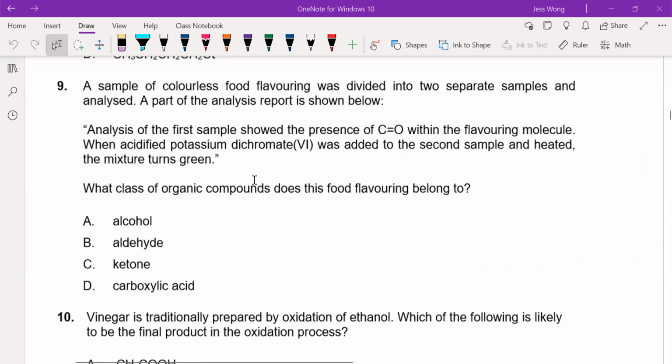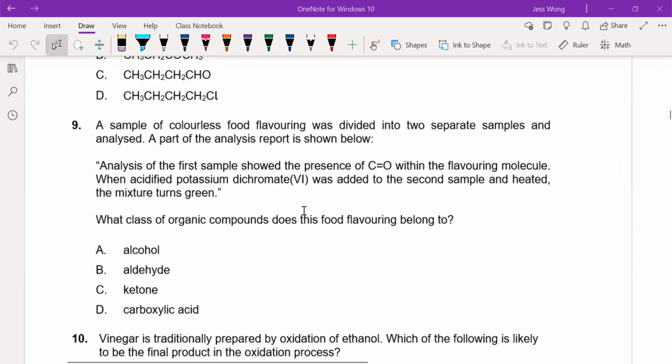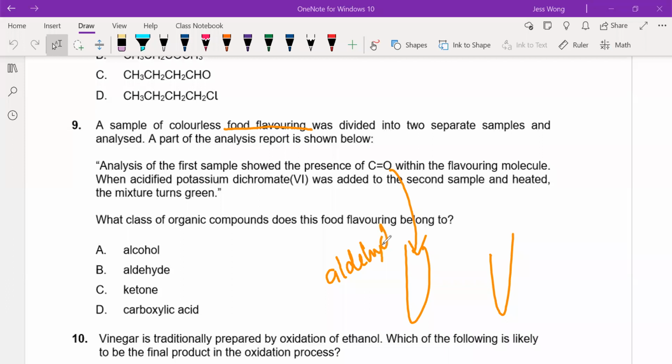Okay, question 9. So it was the same food coloring. The food coloring was divided into 2 parts. So we have 2 tubes, but both are the same food coloring. The analysis shows that there's a carbonyl. So what are the substances which can be carbonyl? It can be an aldehyde, ketone. Okay, there's a carbonyl group present. And when you add potassium dichromate to the sample, it turns green. So this hint here is telling us that it can be oxidized.